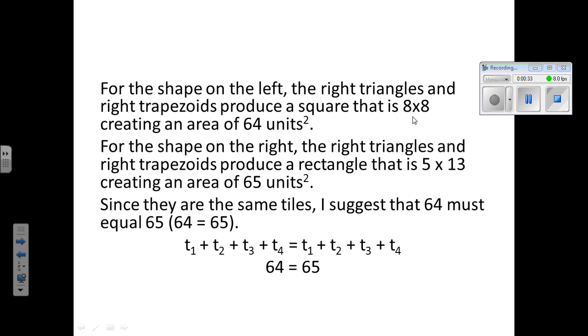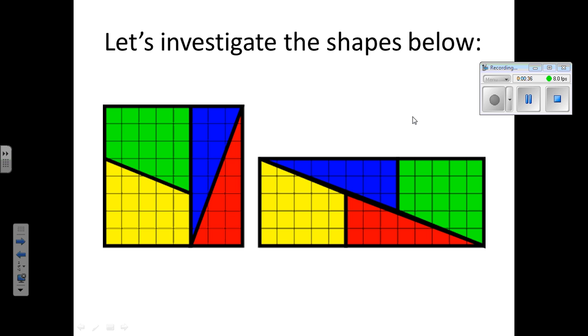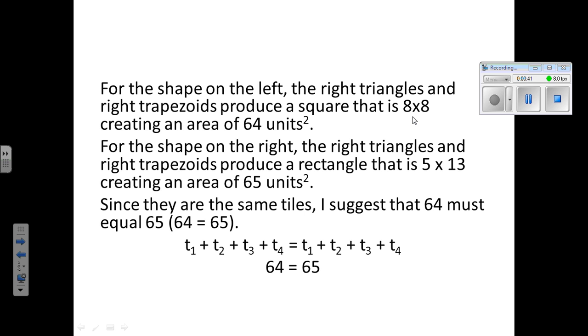So for the shape on the left, the right triangles and right trapezoids produce a square that is 8 by 8, creating an area of 64 units squared. For the shape on the right, the triangles and trapezoids produce a rectangle that is 15 by 13, creating an area of 65 units squared. Since they are the same tiles, I suggest that 64 must equal 65. Therefore, 64 equals 65.